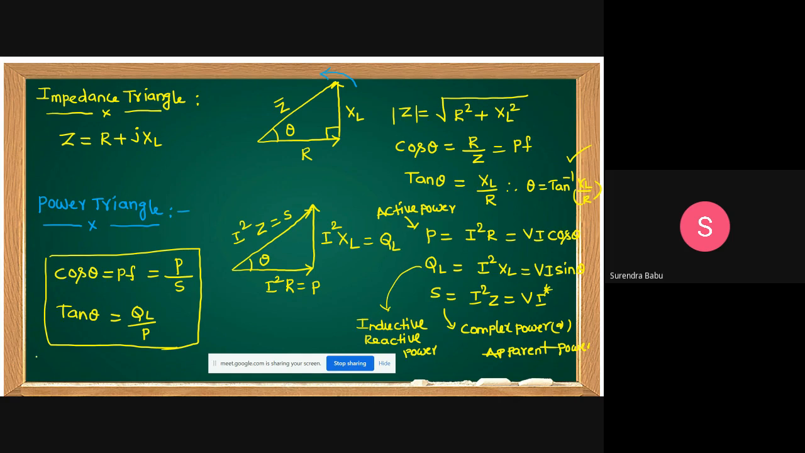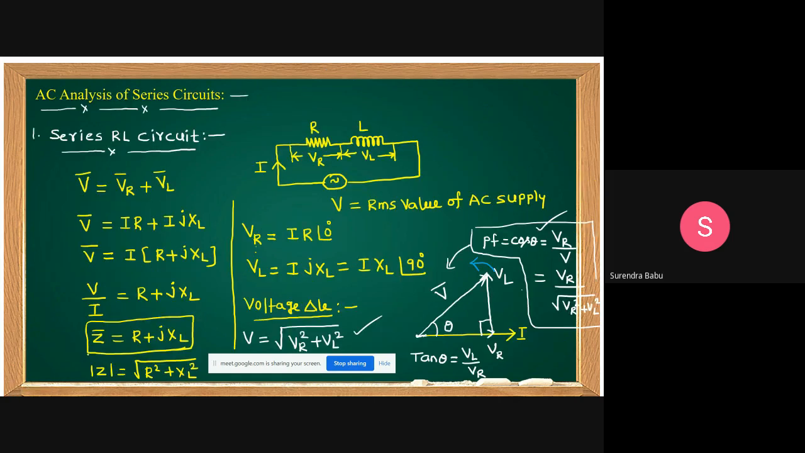Yes, friends. This is the RL circuit. This is 90 degrees, which means I lags VL. The current I lags VL by an angle of 90 degrees.